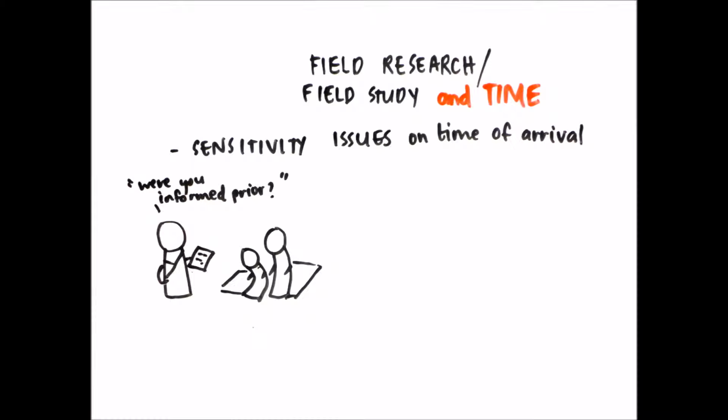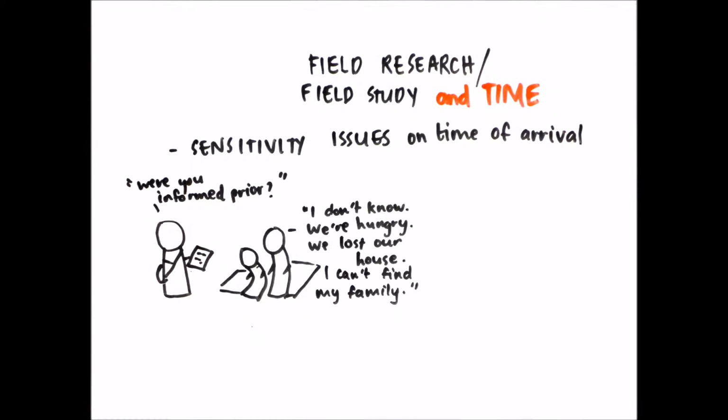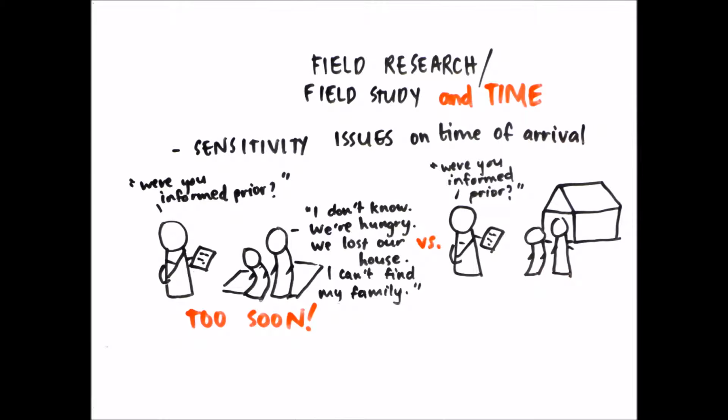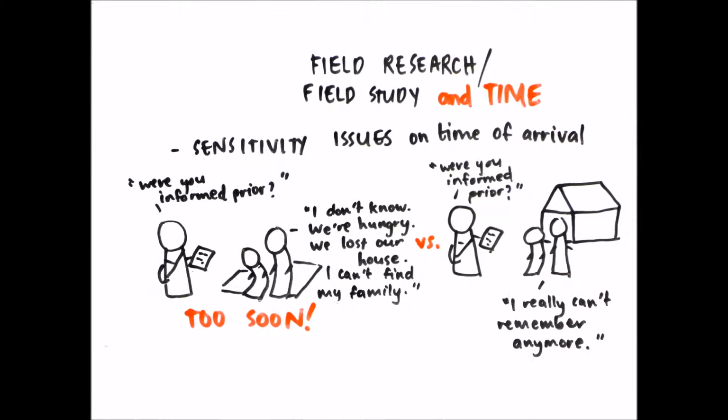If they arrive too early, there can be ethical concerns as to taking advantage of the vulnerability of the informants. There can also be validity concerns as to obtaining sensationalized data. However, if they arrive too late, then there can be concerns as to the recall bias of the informants. Are we sure they're able to remember what really happened?